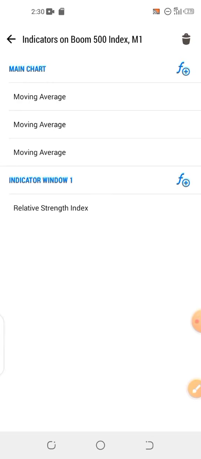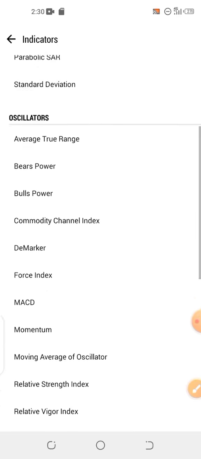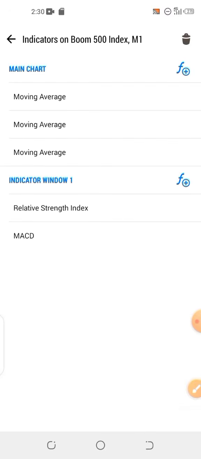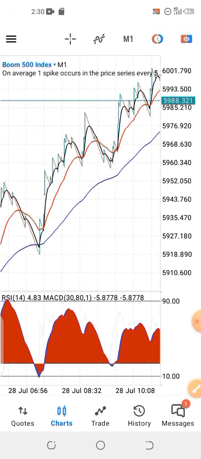Then on our window 1 indicator, we have to add MACD. In this MACD we have fast EMA, slow EMA, and MACD SMA. You can see it here. We have 30, we have 80, and we have 1. Then you apply to close. Main 1 pixel, signal 2 pixel, then any color of your choice, guys. Any color that you like to use, you use it. Then you click save. This is the indicator. We have 5 indicators here that we are going to use in this Boom and Crash strategy. So guys, let's go back.